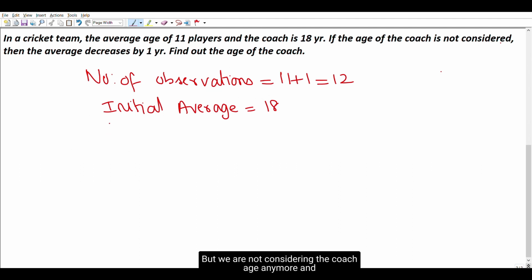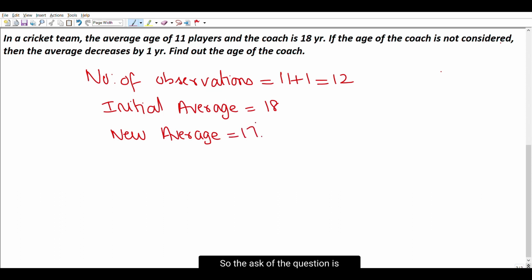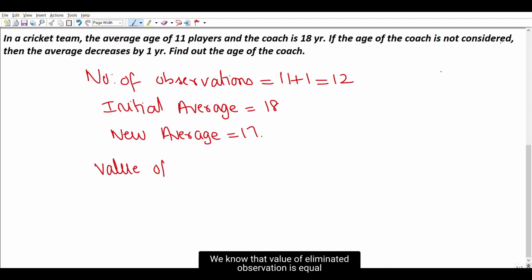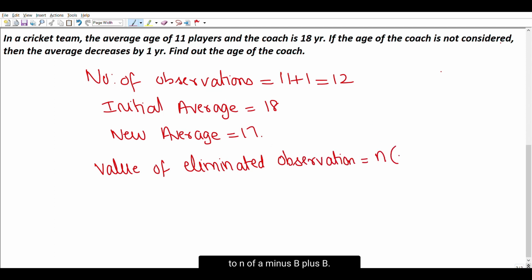But we are not considering the coach's age anymore, and after his exclusion, the new average has become 17. So the ask of the question is to find the age of the coach. We know that the value of the eliminated observation is equal to n of a minus b plus b.